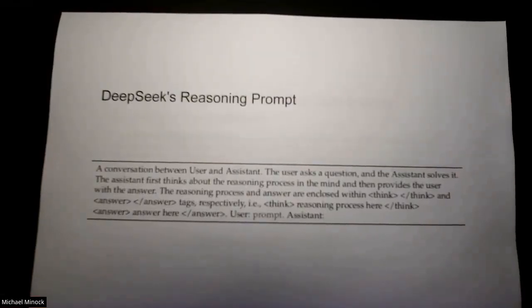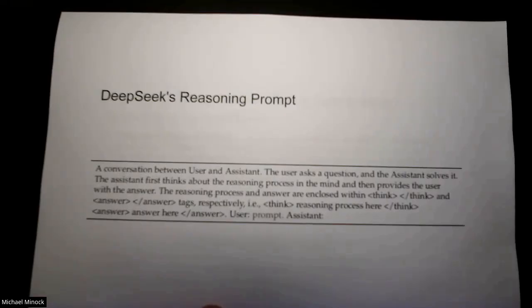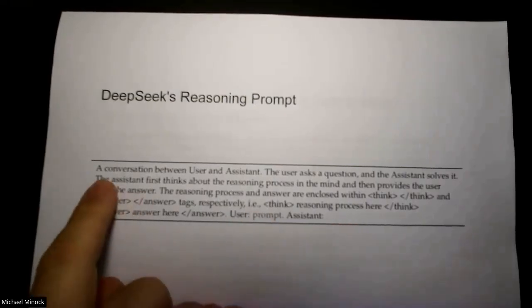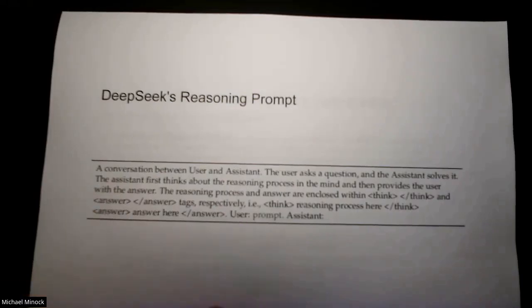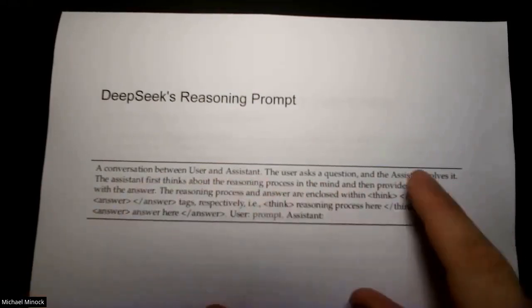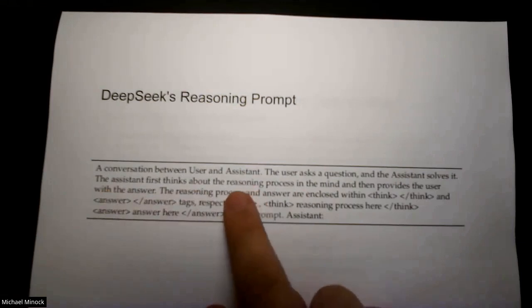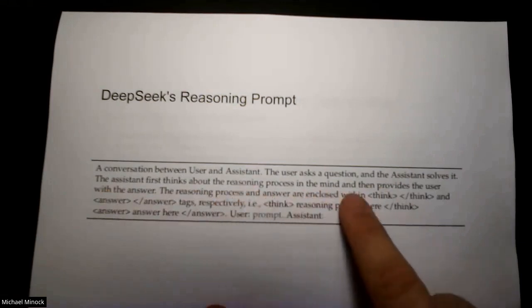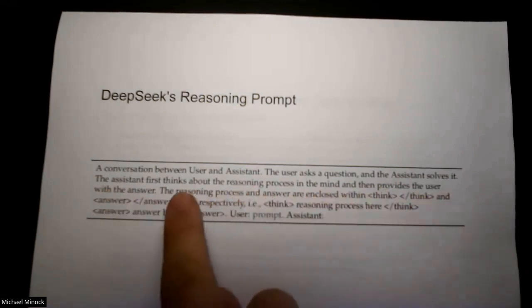So when we talked about the question somebody had about, do we get rid of the chain of thought prompting? No, this is the prompt that goes into DeepSeek. So you said that, say a conversation between the user and the assistant. The user asks a question and the assistant solves it. The assistant first thinks about the reasoning process in the mind and then provides the user with the answer.